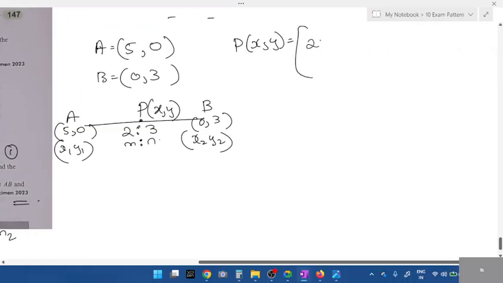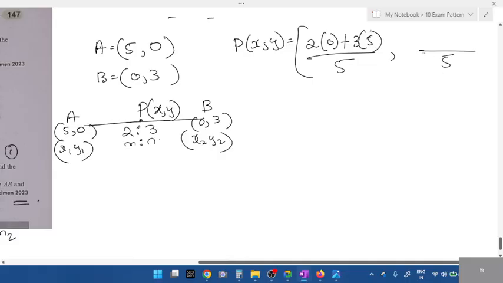Tell me, Tanishka. 2 into what? 2 into 0. Not minus. Minus or plus? Plus. It is plus formula. 3 into 5, divided by 5. Yeah, 2 plus 3 is 5.